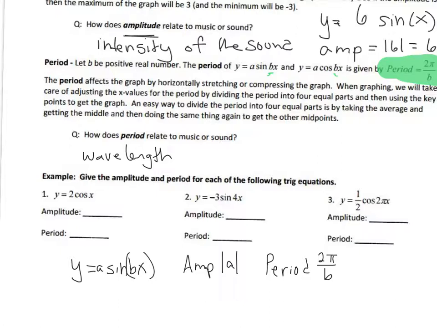So for this first one, the amplitude is simply going to be the absolute value of 2, which is 2. Now the period, there's no number in front of the x, so it's essentially 2 pi divided by 1, which is 2 pi. So that means this function is going to repeat every 2 pi.